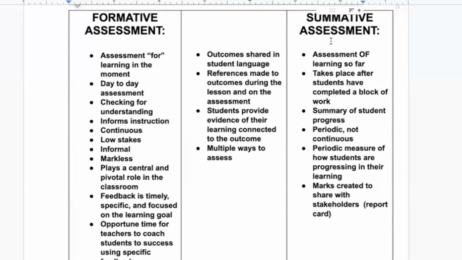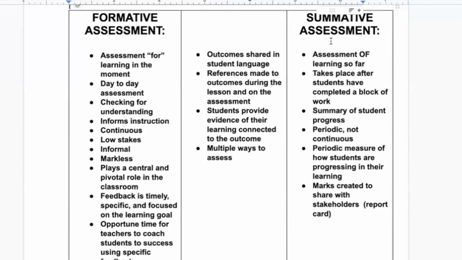Summative assessment, on the other hand, is the assessment of the learning so far. So that's over a bigger piece. It takes place after students have completed a block of work. It's a summary of student progress. And it's periodic. It's not continuous like formative assessment is. It's a periodic measure of how students are progressing in their learning.